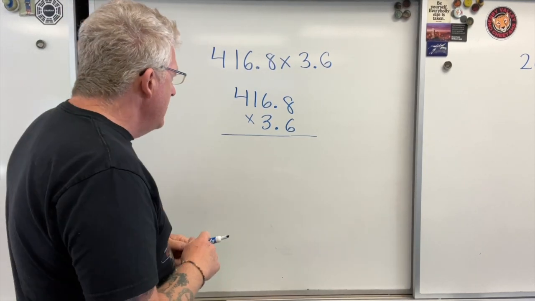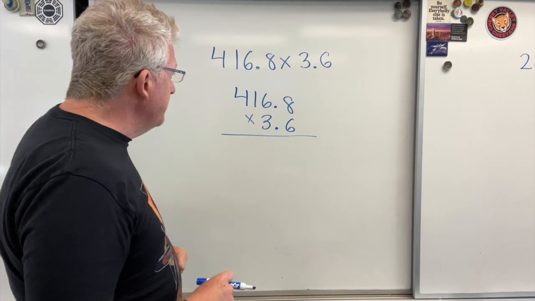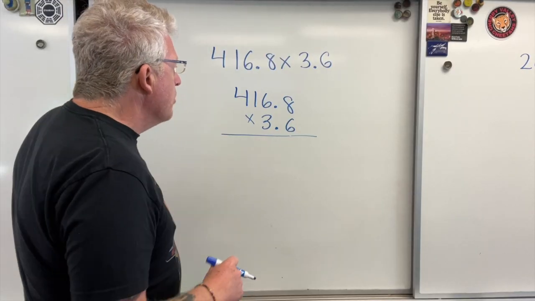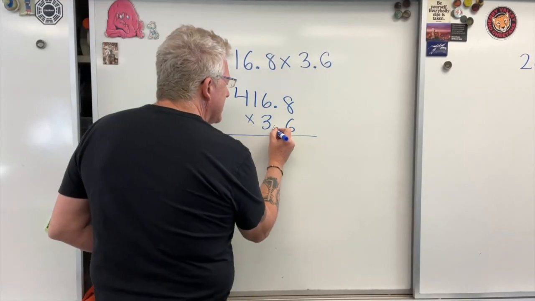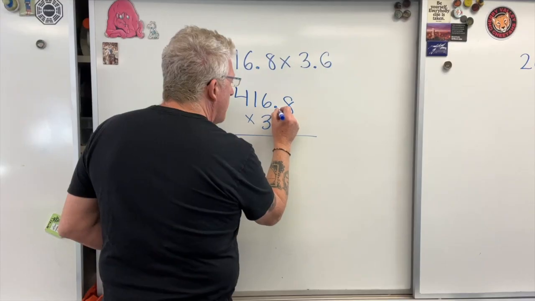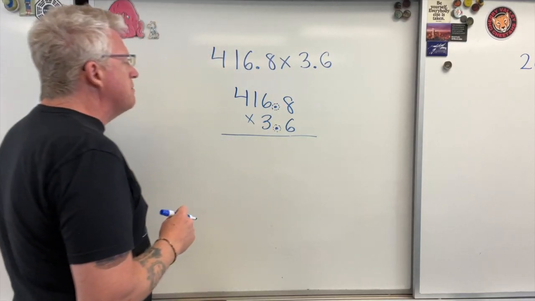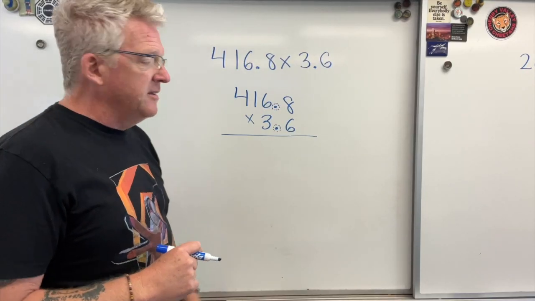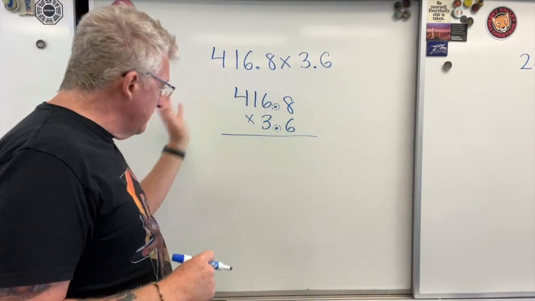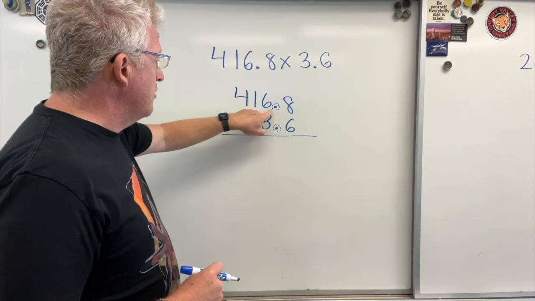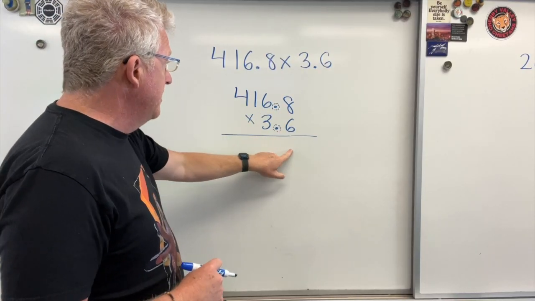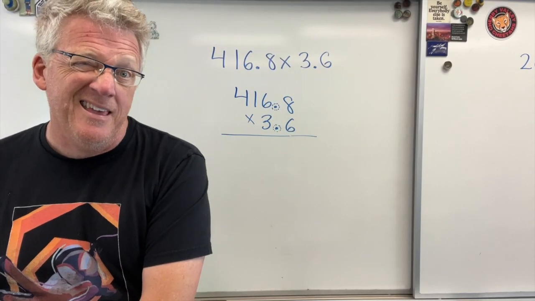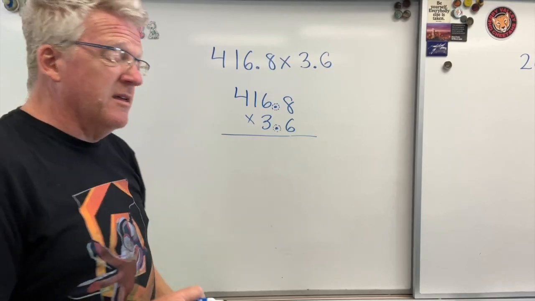Okay. So going through and solving this problem, we're going to pretend that those decimal points are not there because they have no bearing on the solving of this problem at this point. So we're going to turn those decimals invisible in our mind and just ignore them. Solve the problem as if it was 4,168 times 36. Then we deal with the decimals at the end and their placement in the product.